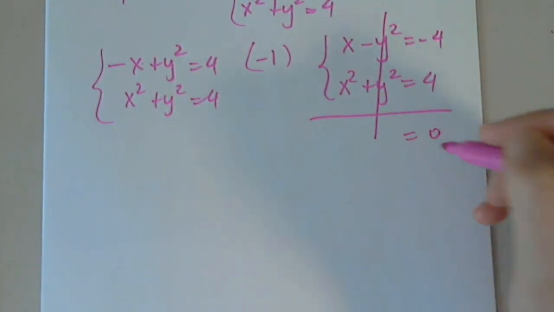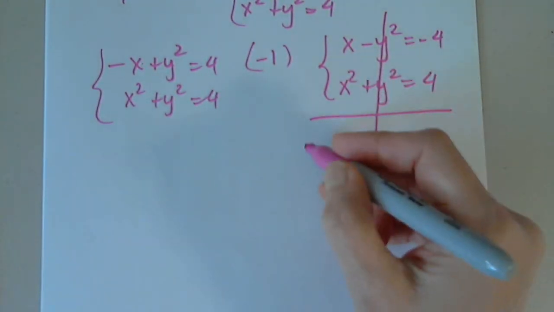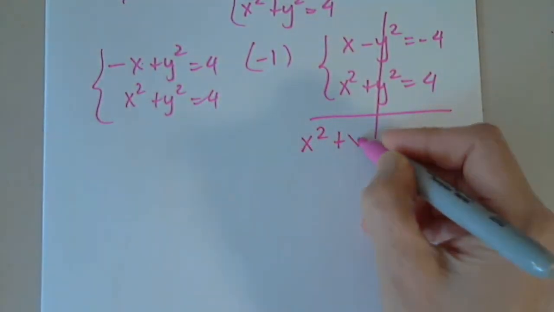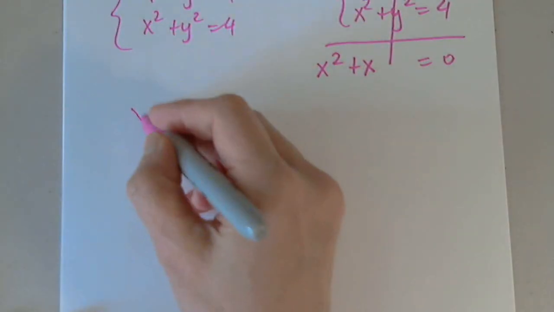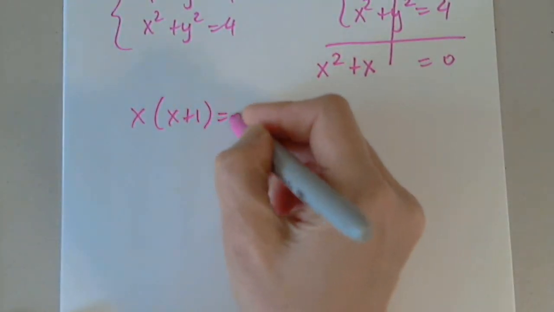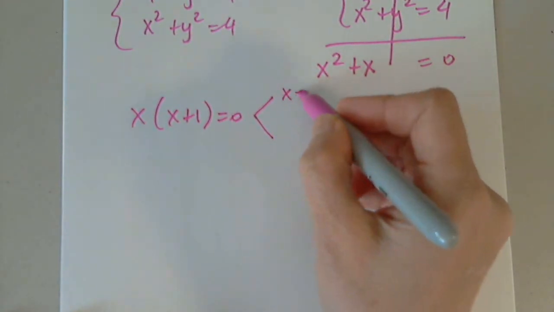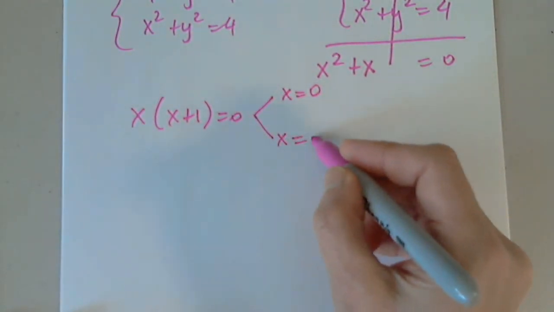So on this side I have 0, but on this side I cannot add them. They have to stay as x squared plus x. But that's not a big deal. I will factor out x, get x plus 1, and then I get two solutions: x equals 0 and x equals negative 1.